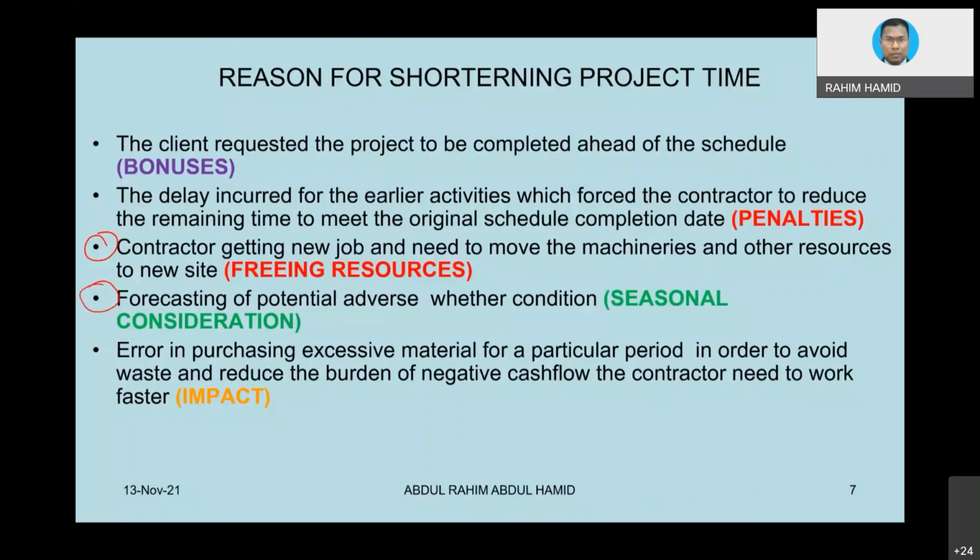And lastly, there could be many other reasons. Just give you a few. Error in purchasing. Excessive material for particular period, in order to avoid waste and reduce burden, negative cash flow. Okay, let's say you already purchased material, and when the material are there, maybe you get a cheaper price or whatever, or you buy in bulk and then you bring to the site. Last time it was even worse. When you bring to the site and the material is not yet due to be installed, you are not going to get anything. Maybe you can get only very minimum. Right now, they allow you a little bit more.